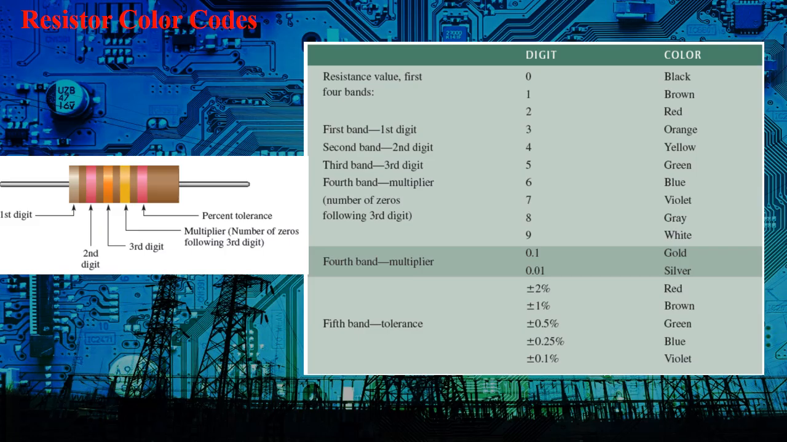After you work out the value of the resistor from the color, you can actually use a multimeter or ohmmeter to measure the resistance of the resistor and confirm it with your manually calculated values.